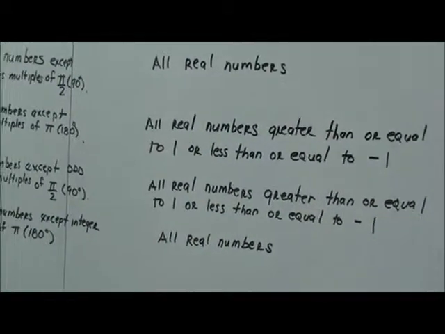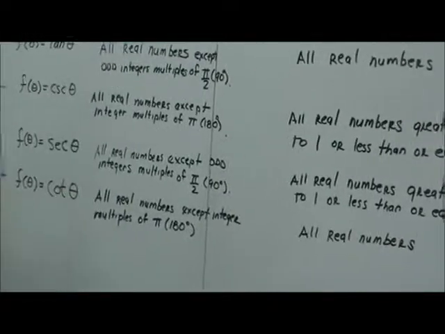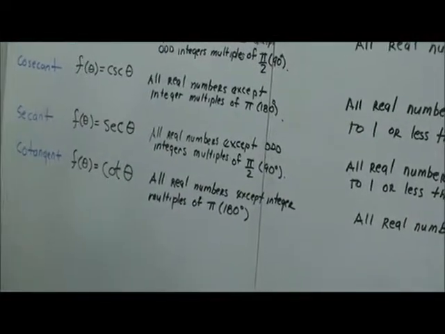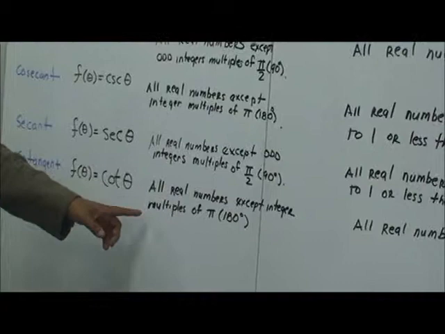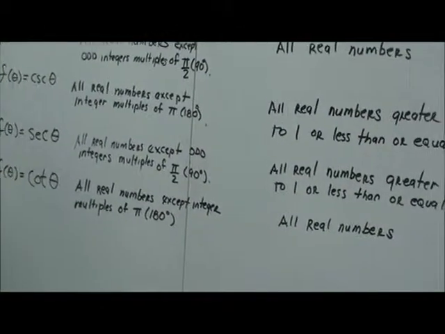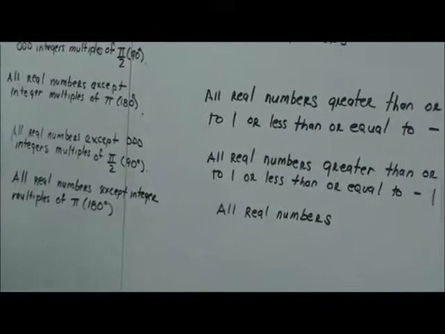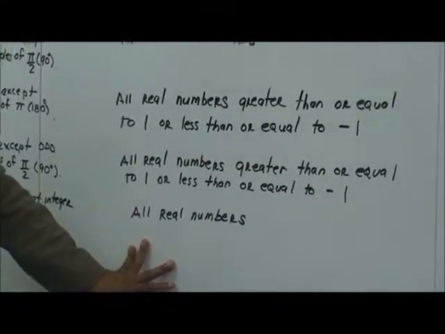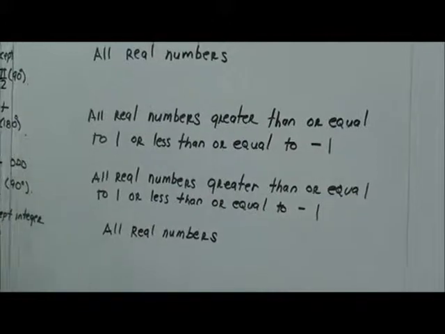And lastly, cotangent will be all real numbers except integers, right? Multiples of what? Pi, and also 180 degrees. And for the range, it'll be all real numbers.